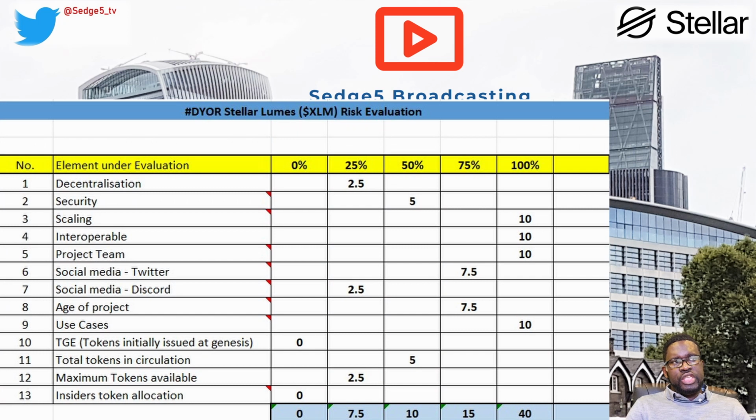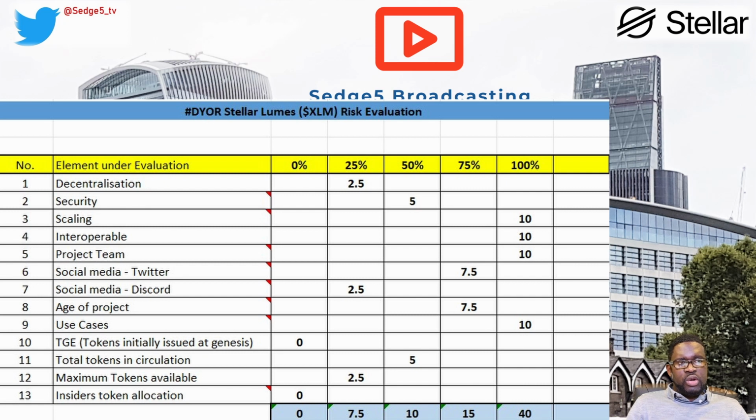On decentralization, 2.5 points out of 10. On security, 5 points out of 10. Scaling, 10 points out of 10. Interoperability, 10 points out of 10. Project team, 10 points out of 10. Social media via Twitter, 7.5 points out of 10. Social media via Discord, 2.5 points out of 10. Age of the project, 7.5 points out of 10. Use cases, 10 points out of 10.